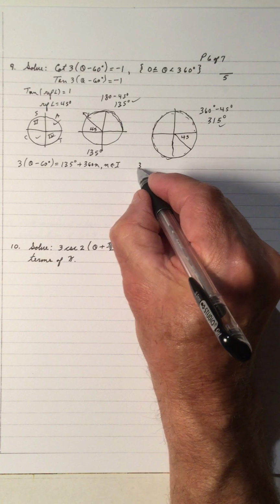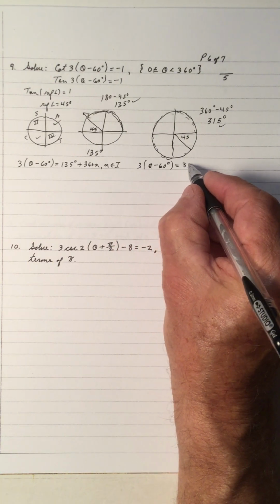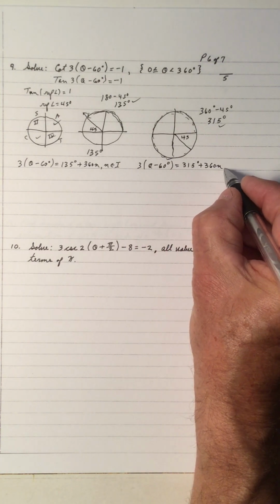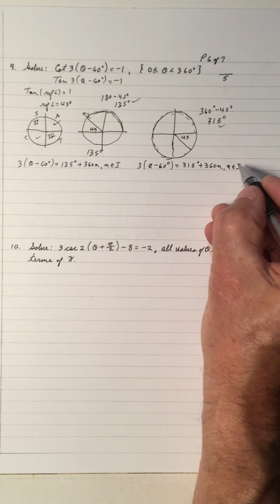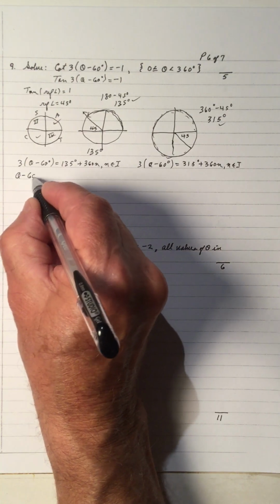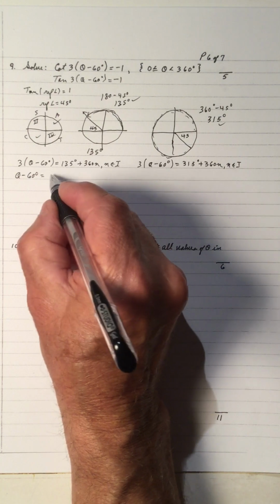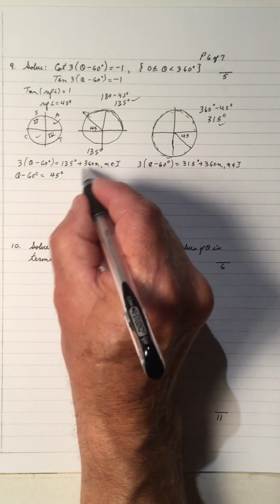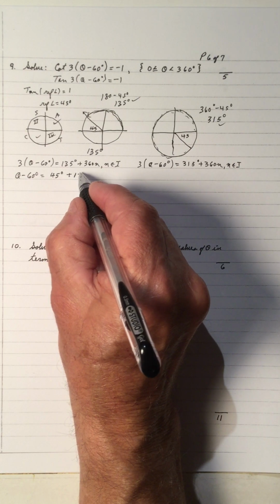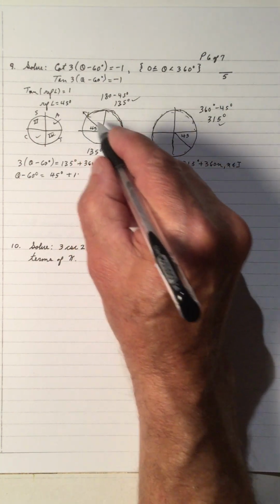And also we have 3 theta minus 60 again, but we have 315 plus 360 n, where n belongs to the integers. And we solve this out. We divide by 3, so theta minus 60. 3 into 135 is 45. 3 into 360 is 120. And the period, I almost got carried away.